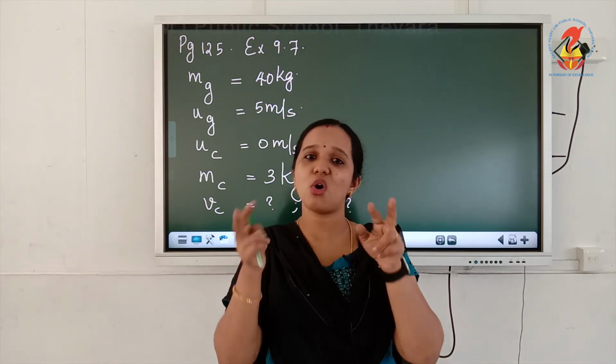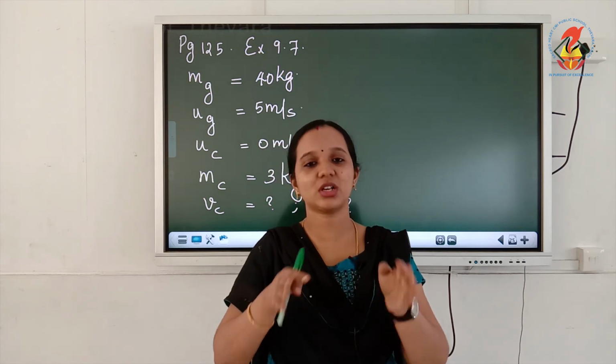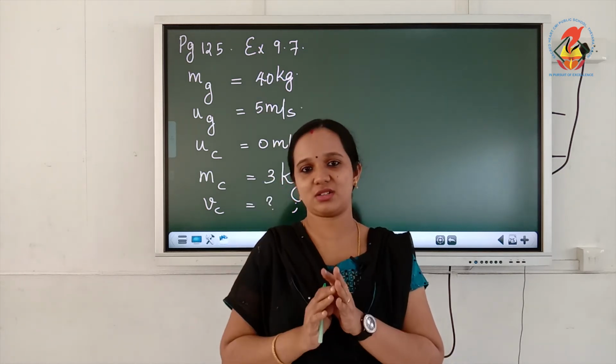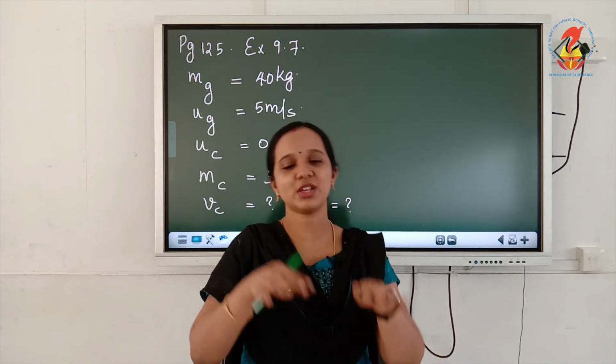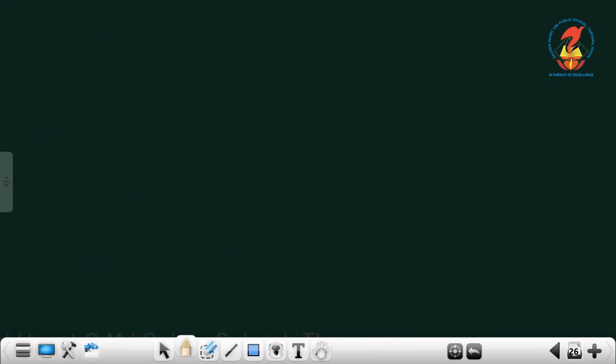So, along with the cart, the girl also moves. And since the girl is on the cart, the velocity of the cart and the velocity with which the girl moves will be the same. So, after collision, Vg and Vc will be the same, which let us equate to V. Let the common velocity be V. And we need to find the value of this V. Okay, that is the question.